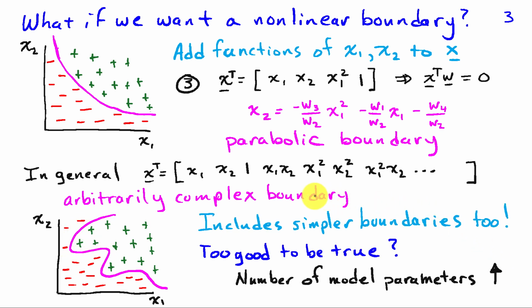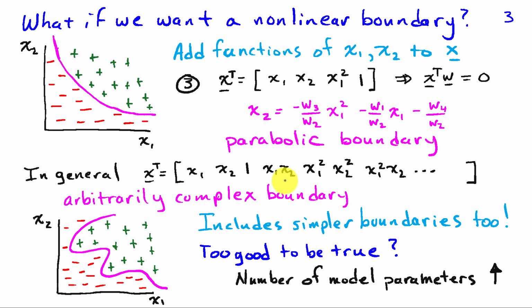Now notice that this general feature vector also includes the simpler cases. If we were to set the w's associated with all these higher order terms that we added equal to 0, then I would get a linear boundary. So why not just use a very complex feature vector and allow that to automatically decide where our boundary is going to be?